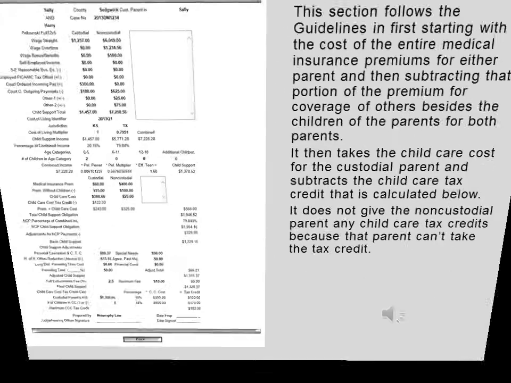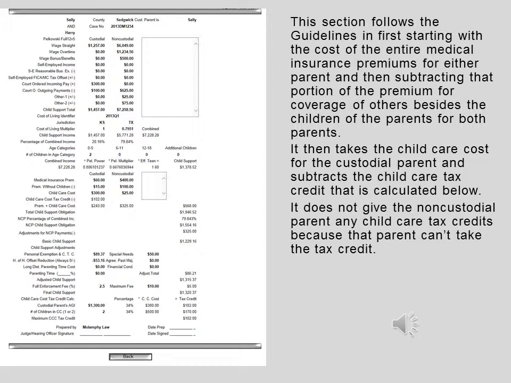This section follows the guidelines in first starting with the cost of the entire medical insurance premiums for either parent and then subtracting that portion of the premium for coverage of others besides the children of the parents for both parents. It then takes the child care cost for the custodial parent and subtracts the child care tax credit that is calculated below. It does not give the non-custodial parent any child care tax credits because that parent can't take the tax credit.